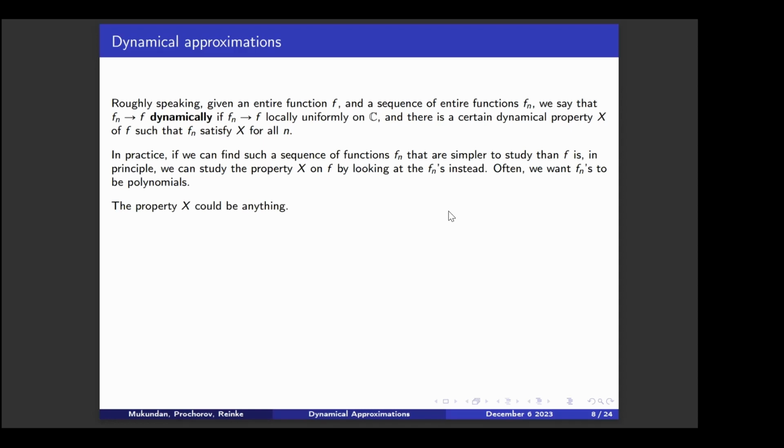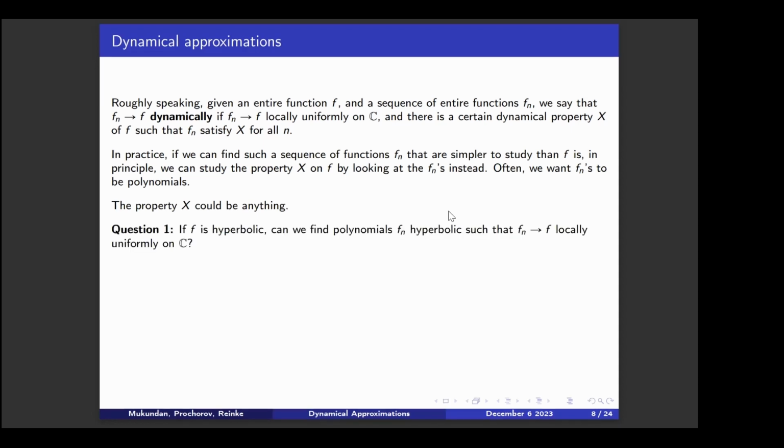And what type of property can you care about? It can really be anything. So for example, you can ask f to be hyperbolic. What hyperbolic means is that every singular value is attracted to some cycle under iteration. So if f is hyperbolic, can we find polynomials that are hyperbolic that converge to f locally uniformly? You can ask the same thing for PSF functions. So if f is PSF, can we find PCF polynomials fn that converge to f locally uniformly, and so on. You can frame any number of questions.